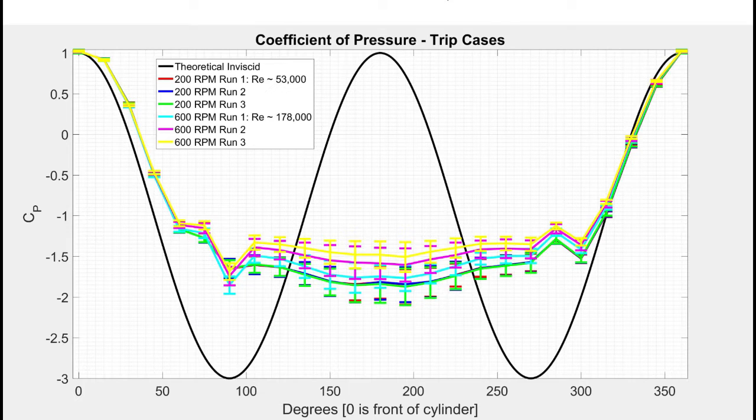However, like last time, the mean standard deviation, shown in the error bars, for the lower RPM case is 1.25 times the mean standard deviation for the high RPM case. So despite fluctuations caused by the trip strip wire, tunnel fluctuations at low RPMs is still a more prevalent source of imprecision.